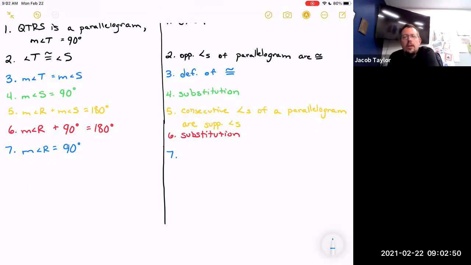What is the property? How did I go from step 6 to step 7? What did I do?